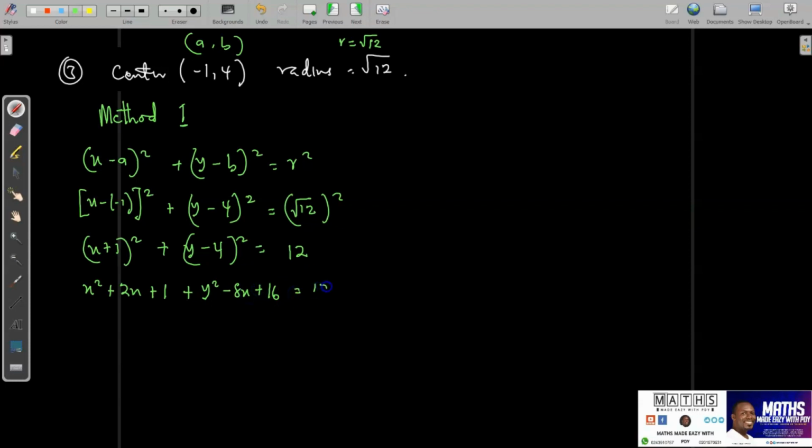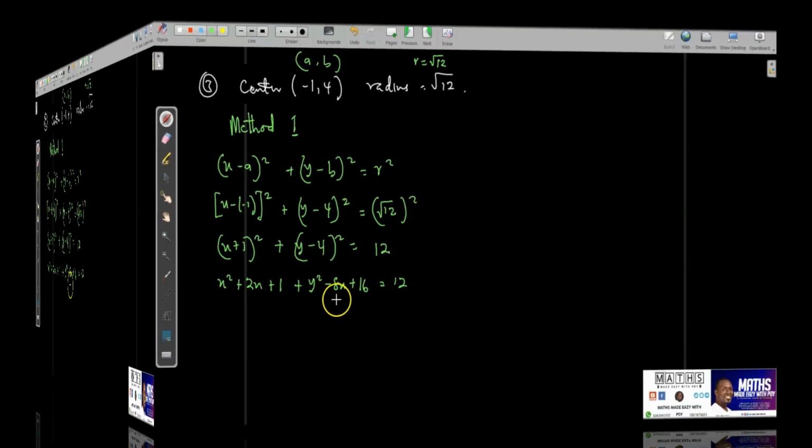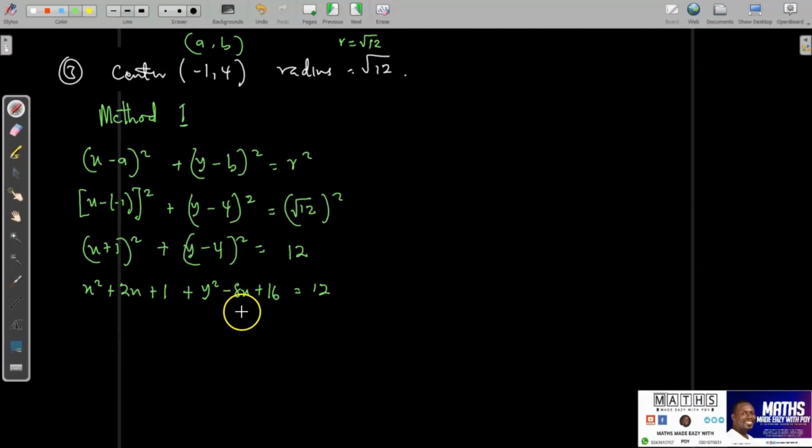all equal to 12. Then we have to leave the answer in the general form. Pardon? It's minus 8y. Oh, sorry, minus 8y. Thank you. That is good. So minus 8y then plus 16 all equal to 12.